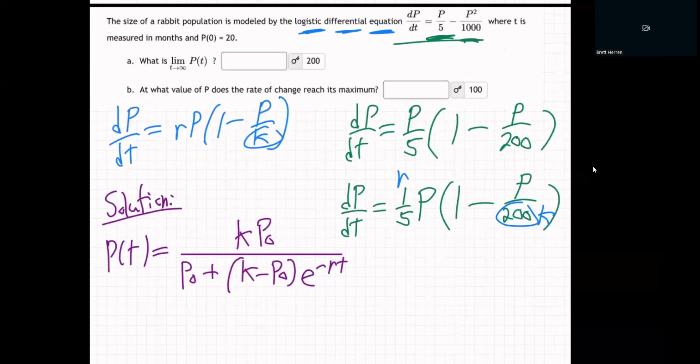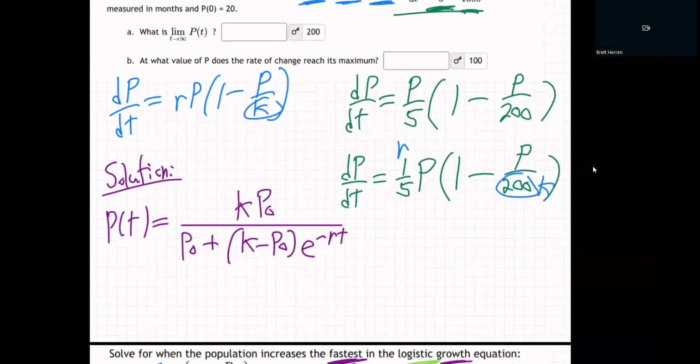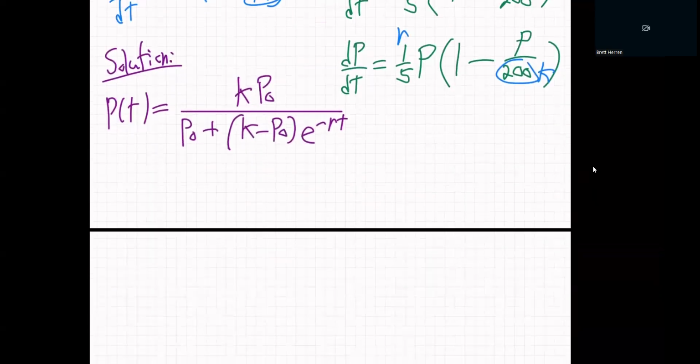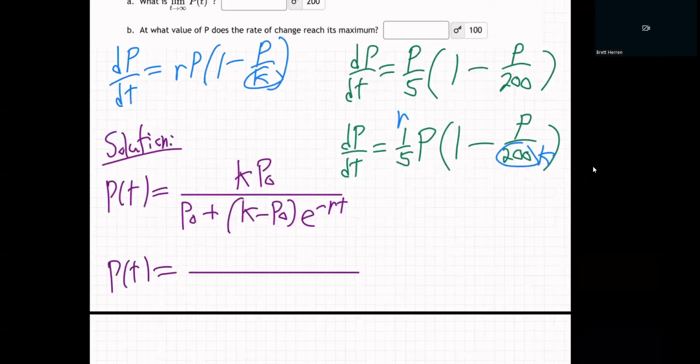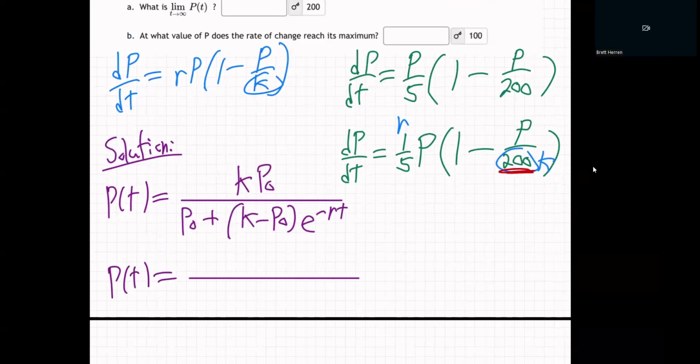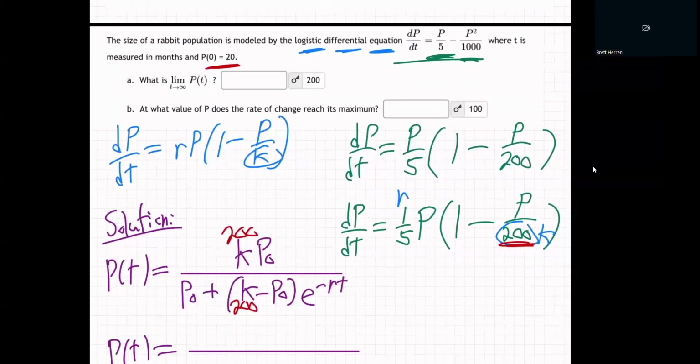Here, let me get a little room for us. There we go. Okay, so let's plug in the stuff we need for that. KP0. Well, do we know what K is? Yeah, K is 200. This is 200. This is 200. What's P0? They told us that P0 is 20. P0 is 20.